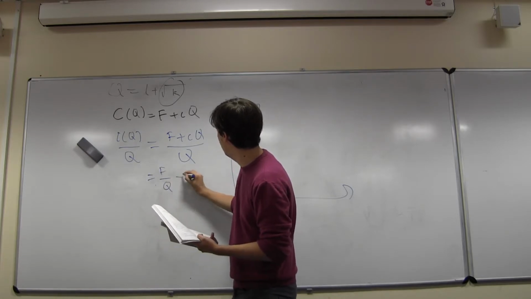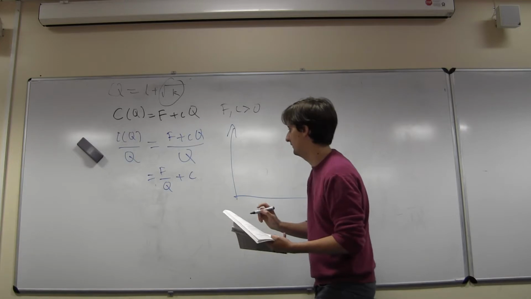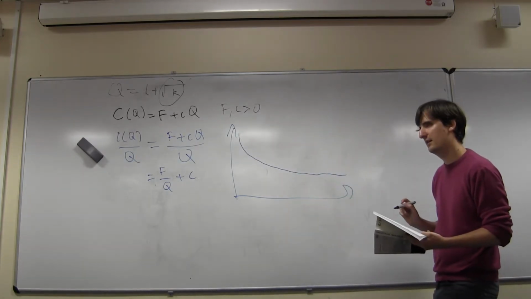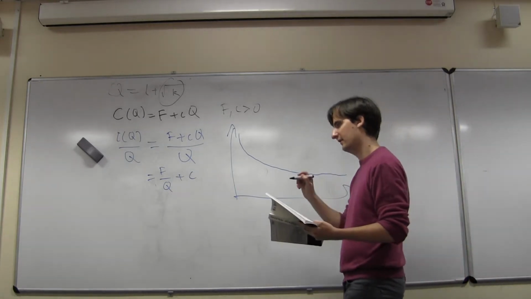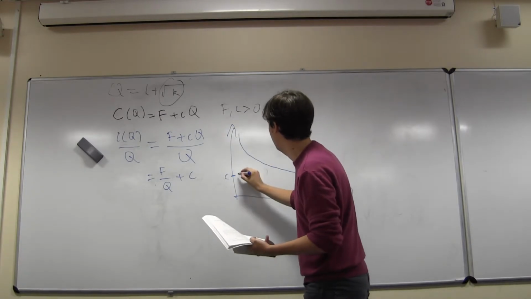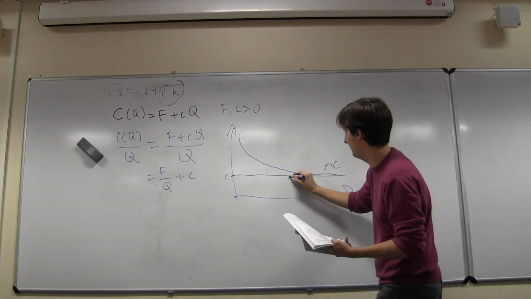So what does it give me? F over Q plus C. So it's a constant. Yeah. Okay, so something like that. Yes. Marginal cost. It's C. It's the derivative of CQ. So yeah, exactly, it's constant. Yeah. So this is marginal cost.